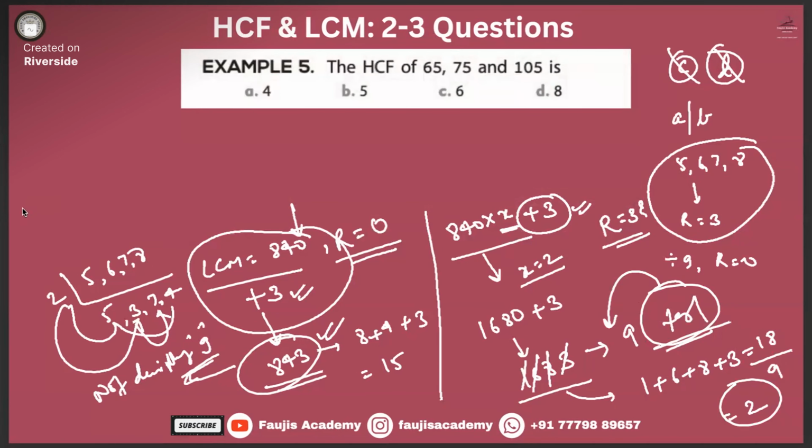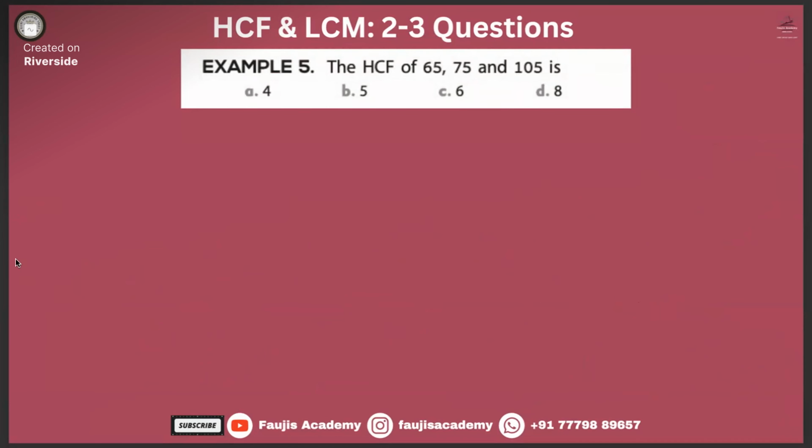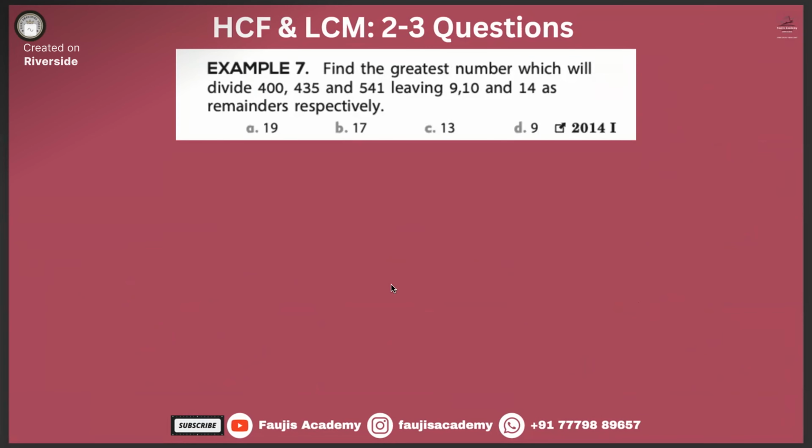We don't want to do this question, right? You don't want me to do this one? Honestly, even this one? Yes, we were looking for this type of question, previously asked. Find the greatest number which will divide 400, 435, 541, leaving 9, 10, and 14 as the remainder.